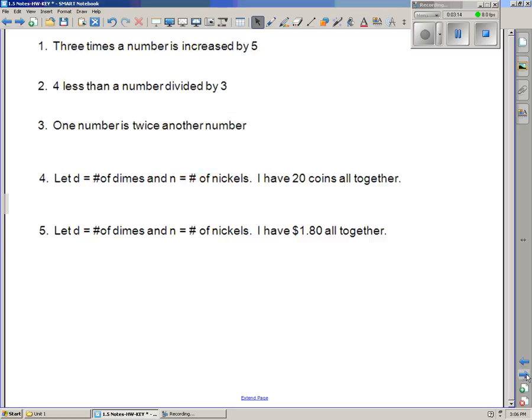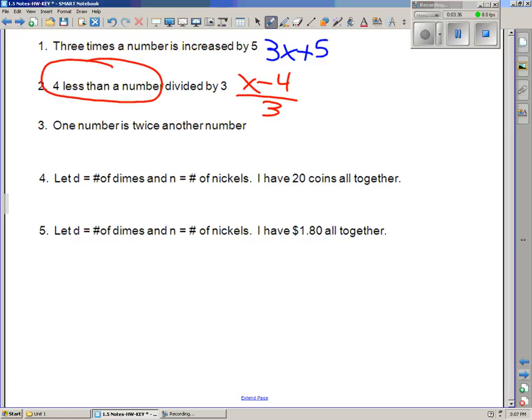Setting up a problem when you're just given words, something like this, the first example, 3 times a number increased by 5. You would probably write this, 3x plus 5. 4 less than a number divided by 3. We need to know what that 4 less than a number is, and less than always comes second in the problem. So 4 less than a number, x minus 4, and then you'll divide that thing by 3. One number is twice another, so if one number is x, then the other number would be 2x. There's your time for your times.